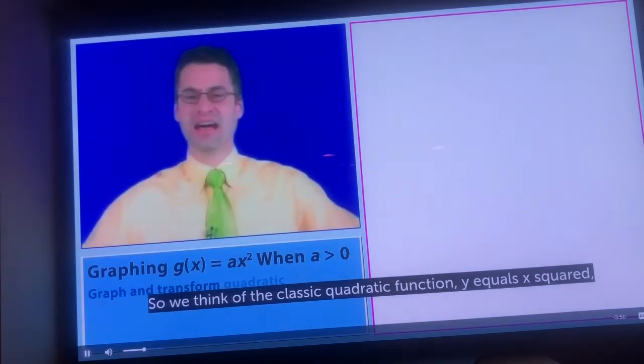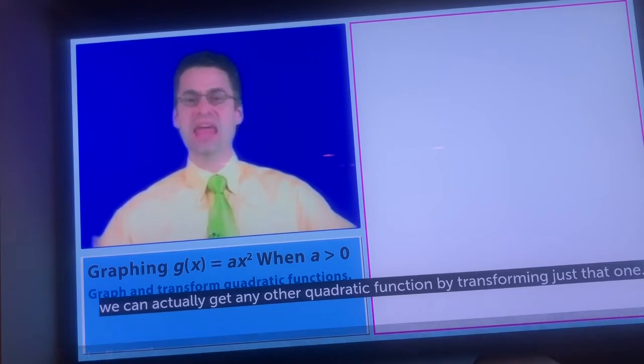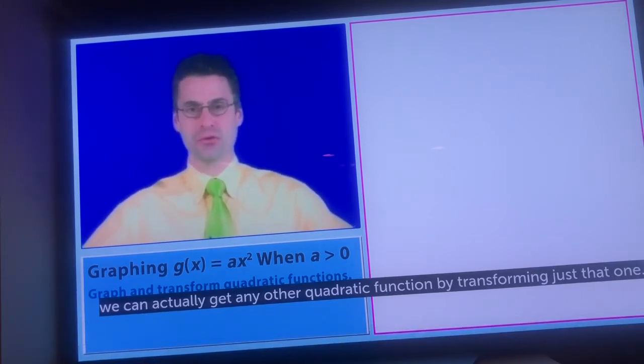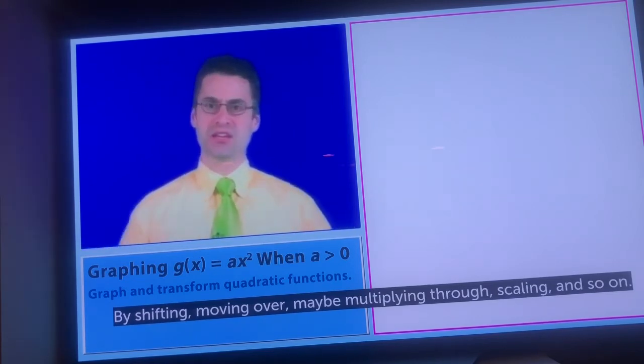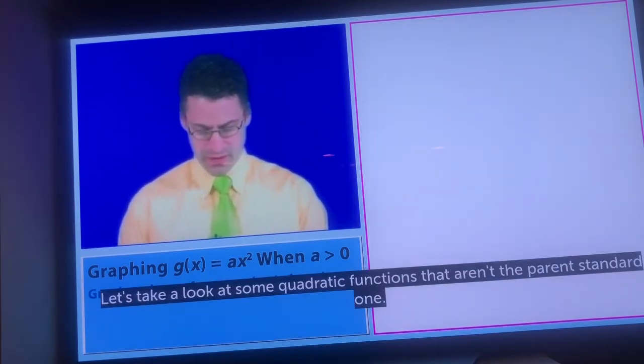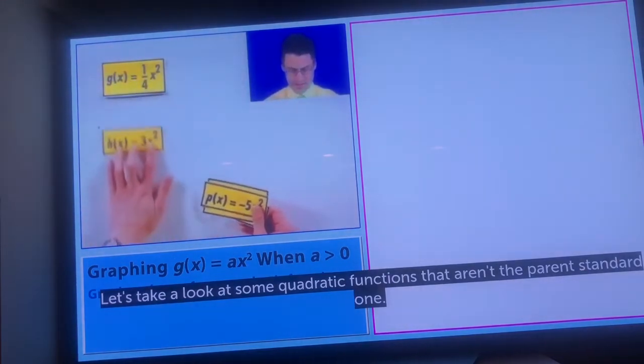If we think of the classic quadratic function, y equals x squared, we can actually get any other quadratic function by transforming just that one, by shifting, moving over, maybe multiplying through, scaling, and so on. Let's take a look at some quadratic functions that aren't the parent standard one.